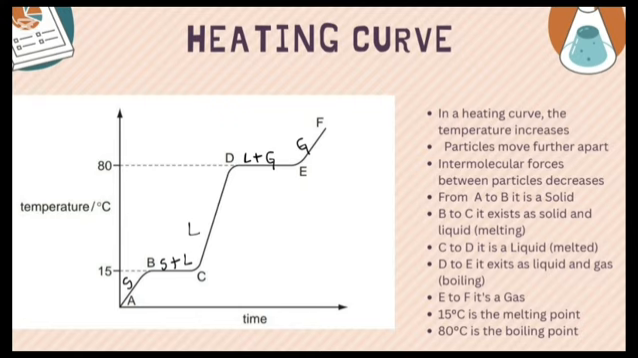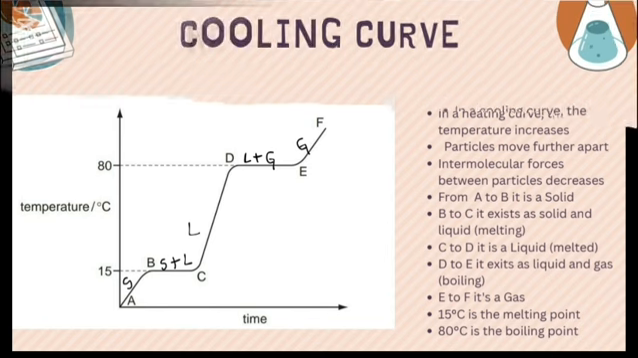15 degrees Celsius is the melting point. 80 degrees Celsius is the boiling point. Note that S stands for solid, L stands for liquid, and G stands for gas. Between B and C, and between D and E, there is no change in temperature as the substance is absorbing heat to break the intermolecular forces so it can change its state.